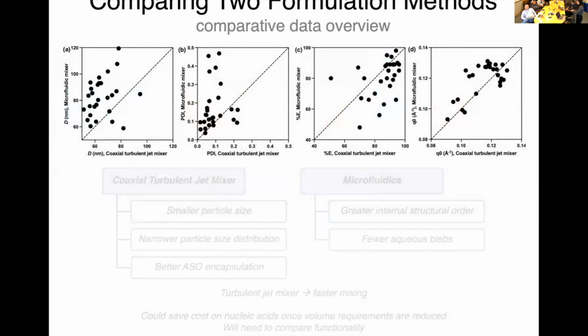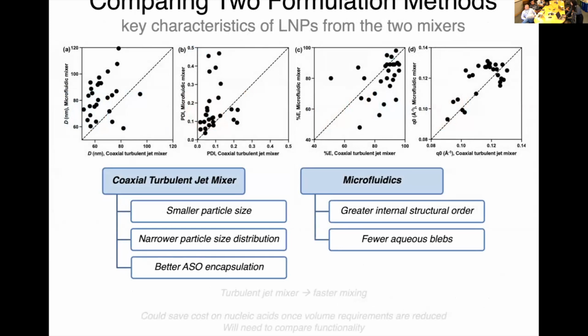And then we were able to utilize correlation plots looking at various metrics of our two different types of sample mixing methods. So from the coaxial turbulent jet mixer, we saw generally smaller particle sizes, narrower particle size distribution, better encapsulation. Microfluidics retained better internal structure order, and then we saw fewer aqueous blebs that we observed under cryo-EM conditions.